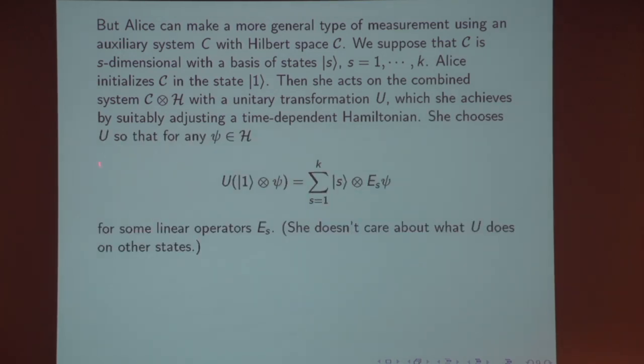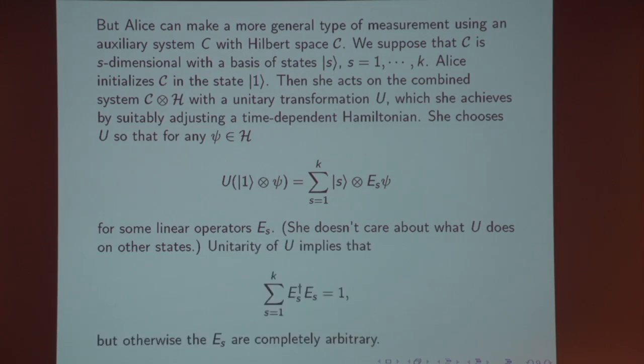She chooses U so that for any psi in H, one tensor psi is mapped to the most general thing it could be mapped to, which is a linear combination of basis vectors of the auxiliary system C times something in H, which is a linear function of psi. It has to be linear because U is a linear transformation. So this is the most general thing that U could possibly do. Unitarity of U implies that the sum of ES dagger ES is 1, but that's the only general constraint on the E's.